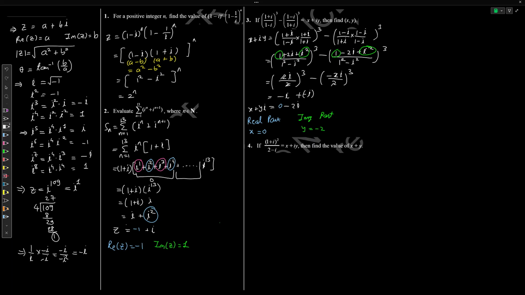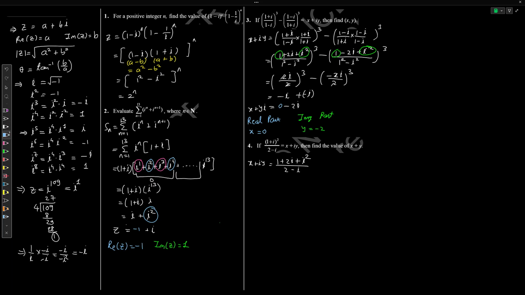Question matching. If this condition is given, we have to find the value of x, which is the real part of the right hand side, and y. So we have to simplify our left hand side first. For that, simplify the numerator. So let's open your numerator. What we have in numerator? (1 plus i) square. Open the bracket, we get 1 plus 2i plus i square. And in denominator we have 2 minus i.